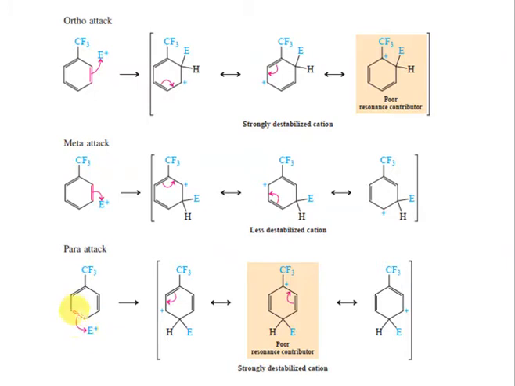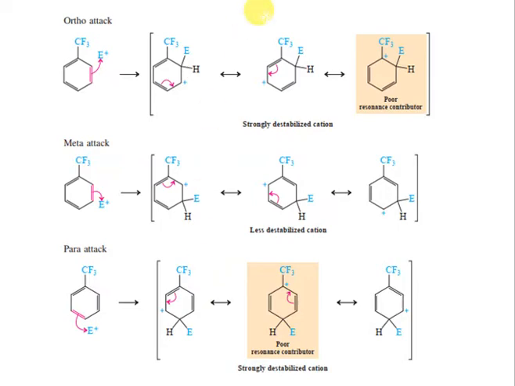If the electrophile approaches at the para position, here we have positive charge, positive charge, positive charge here. Again, you can see that we have a positive charge on the carbon that is directly attached to this trifluoromethyl group. This is electron withdrawing, and this is the electron deficient center, right? So this carbocation is highly unstable. As a result of this destabilization, the para attack is not favored, right?